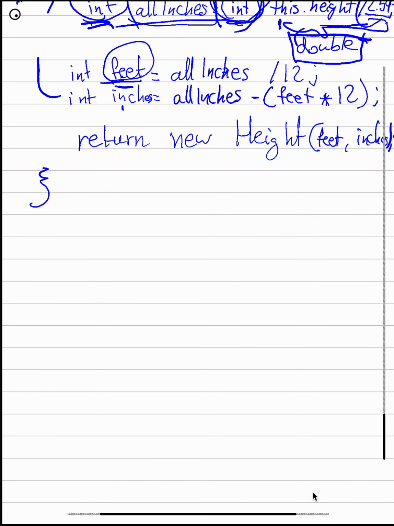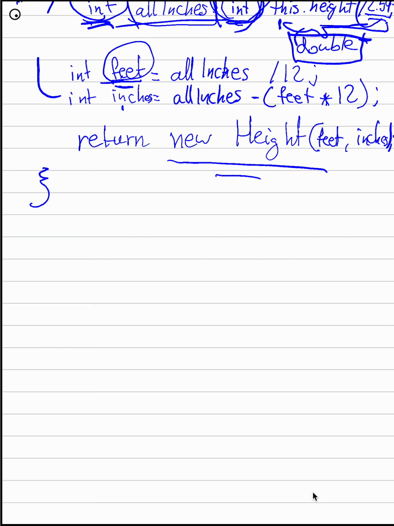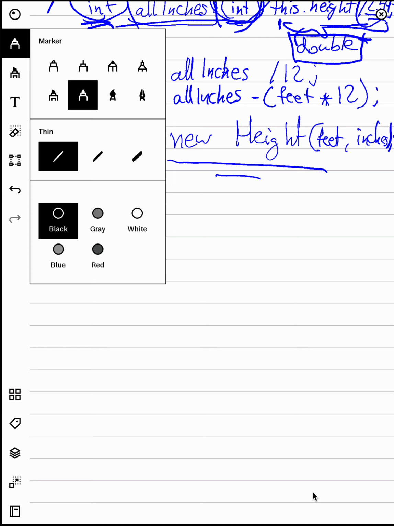So now we know that methods can return a class, essentially. Are you ready for your favorite part of the program? Let's do it. All right, we're going to learn about our homework.